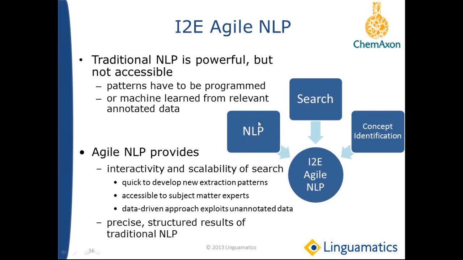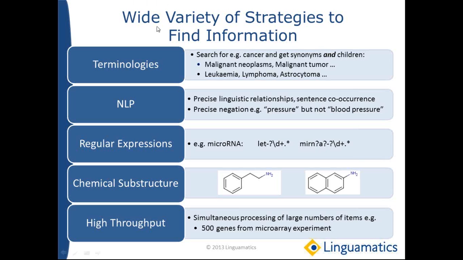So it's combining the natural language processing, the search, and the concept identification, which can be from various terminologies and dictionaries, or can be from ChemAxon's naming technology. So this gives you a variety of strategies to find information. You can use terminologies, and if you're searching for something like cancer, it's not just giving you the synonyms for cancer itself, such as malignant neoplasm, but also giving you all the children, such as leukemia or lymphoma.